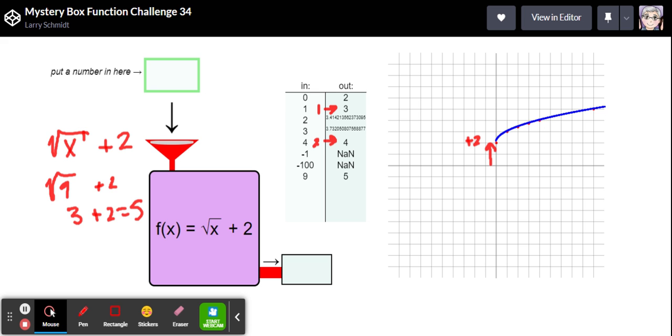Well, how did that go for you? Were you able to recognize that square root shape to the graph? Is that what helped you? Or did you see something in the numbers?